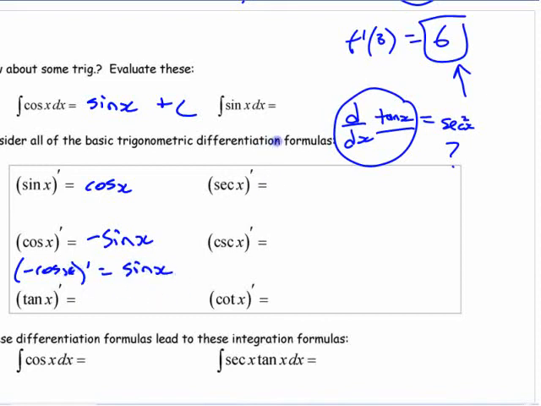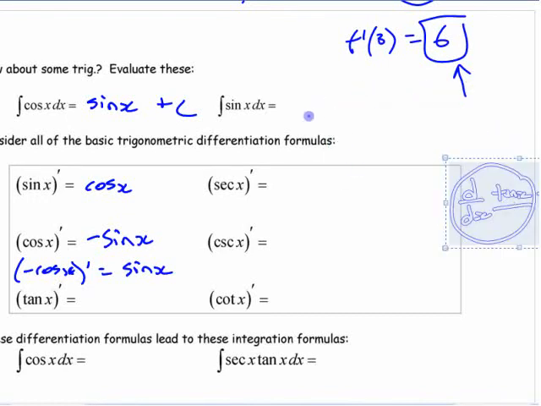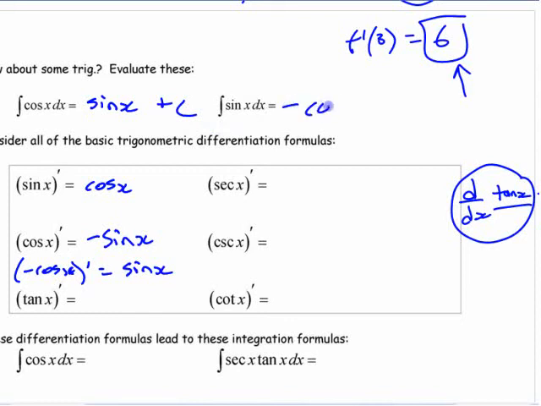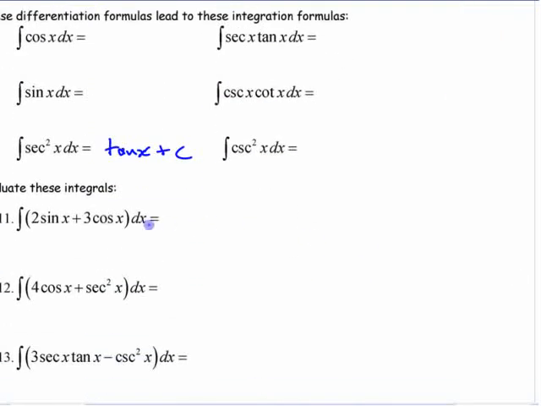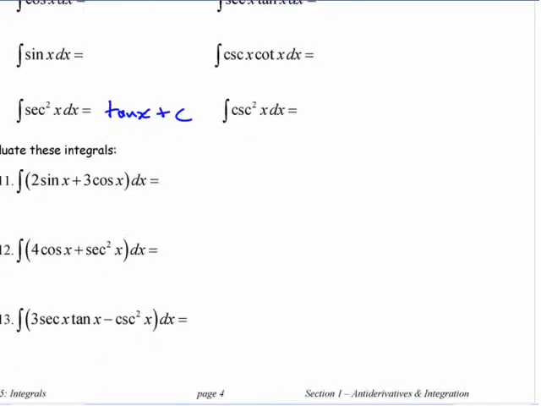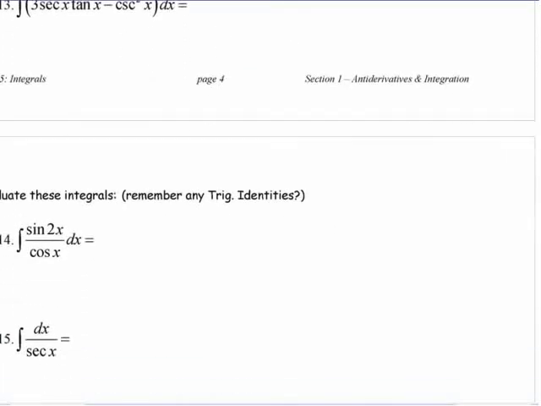So if you want this, then what's this integral going to be? What's this integral going to be right here? Negative cos x plus some constant. It's nothing magic. It's just turning around the things that you theoretically already know. And then once you know that, you can evaluate the other things here, right? This first section is just about turning around the derivative formulas.